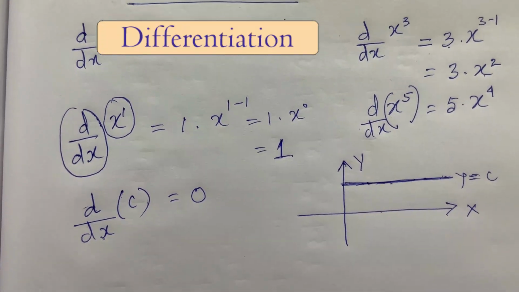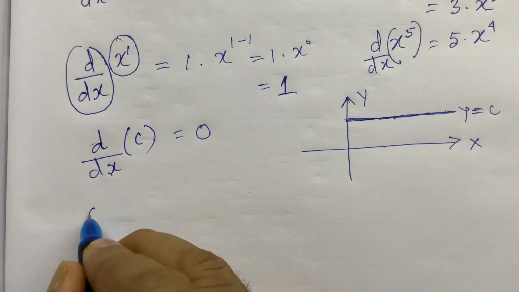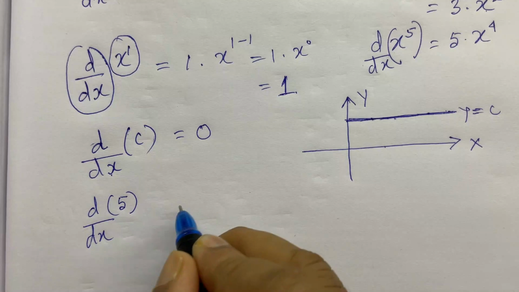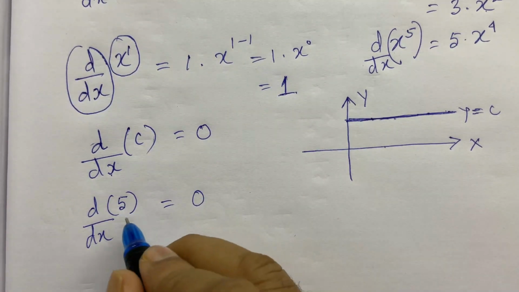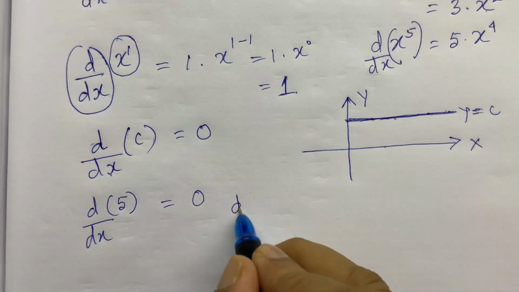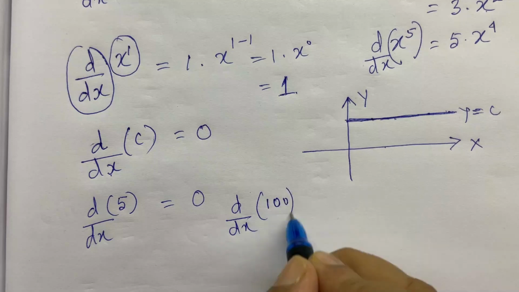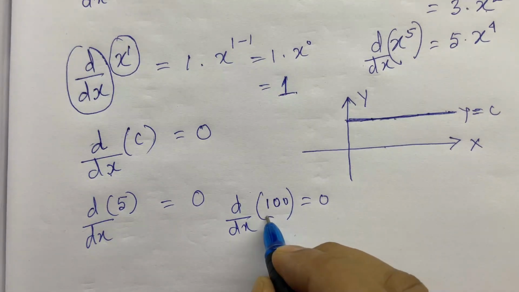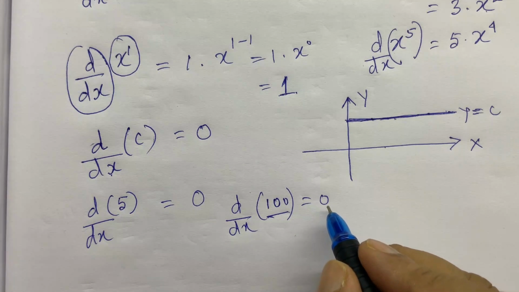As an example, if you write d/dx of 5, you will get 0. d/dx of 100 is also 0. So for any numerical constant value, d/dx will give 0.